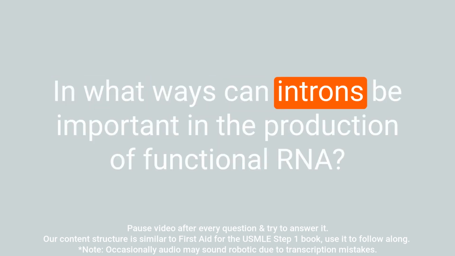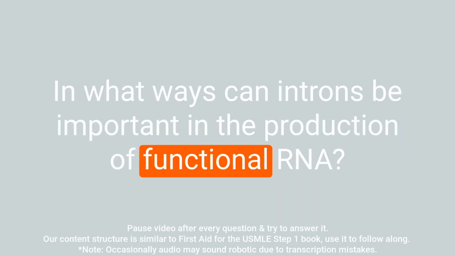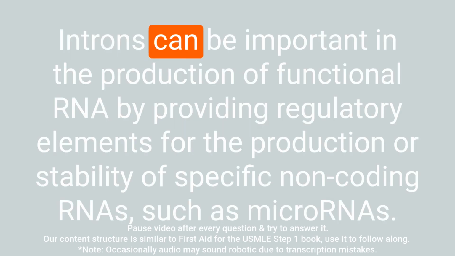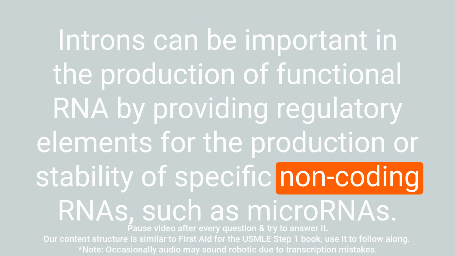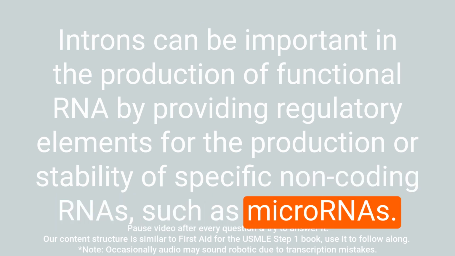Question: In what ways can introns be important in the production of functional RNA? Answer: Introns can be important in the production of functional RNA by providing regulatory elements for the production or stability of specific non-coding RNAs, such as microRNAs.